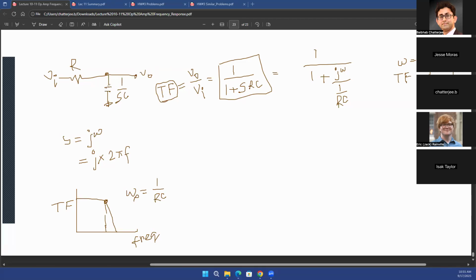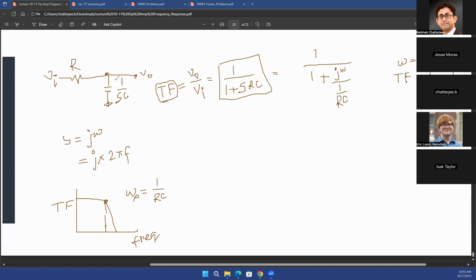And you can also understand it very easily just from the fact that the capacitor, for which the impedance is 1 upon SC, if omega is equal to 0, your S is equal to 0. So the denominator becomes 0 for the capacitor's impedance, which means that the capacitor has infinite impedance at 0 frequency, which is another way of saying a capacitor is open at 0 frequency.